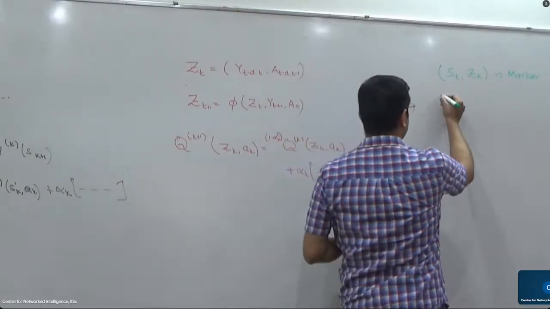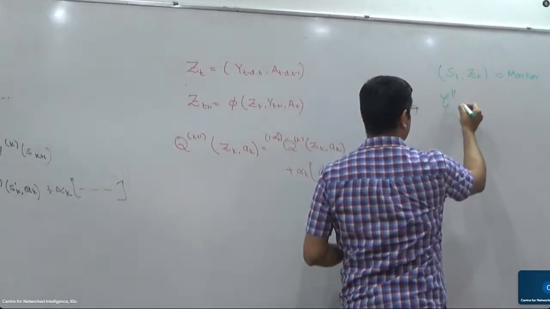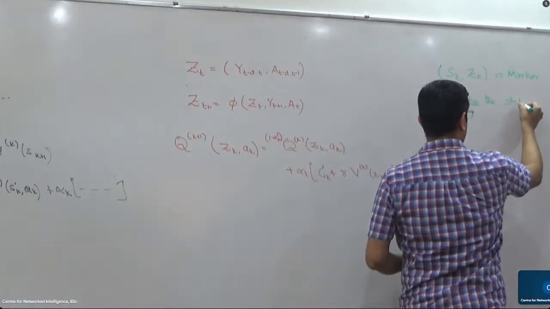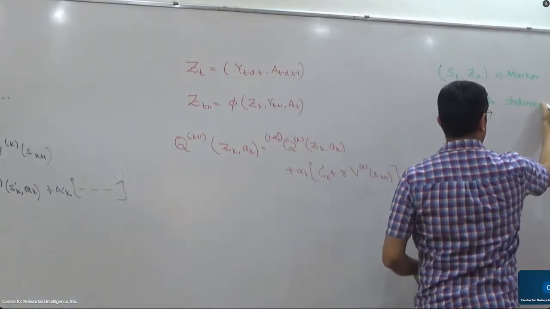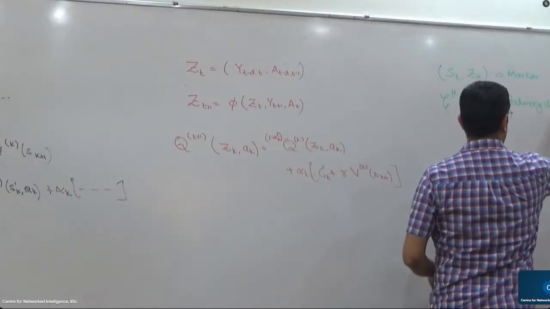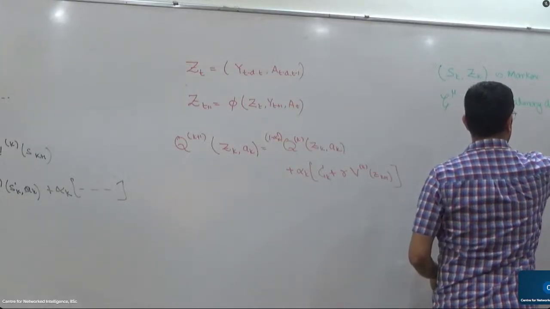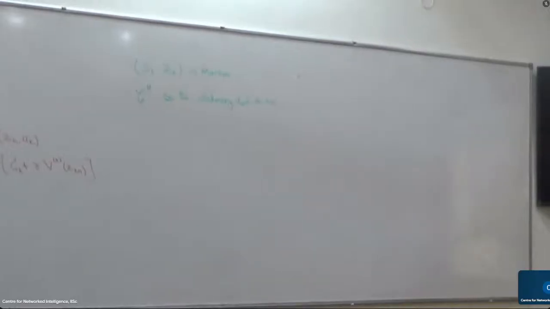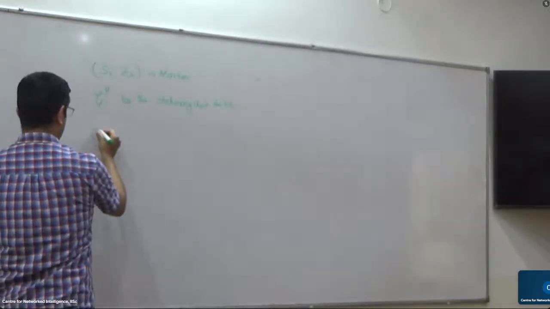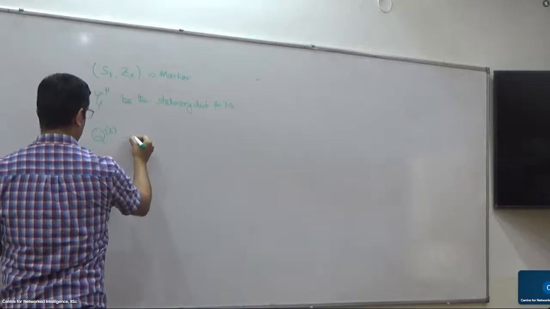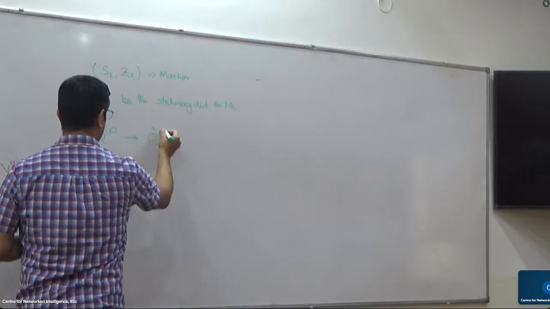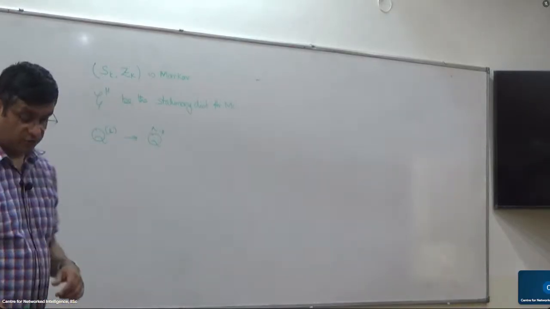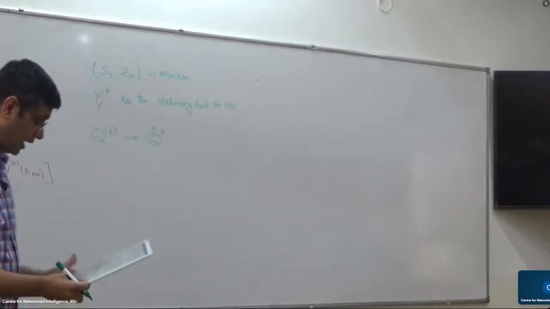So, let zeta, which will depend on my behavioral policy, be the stationary distribution for the above Markov chain. Then, using stochastic approximation, one can show the following, which is that qk here converges to some q hat star, where q hat star is the solution to the following MDP.